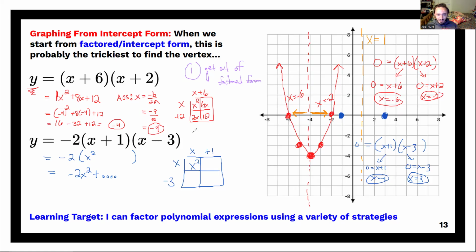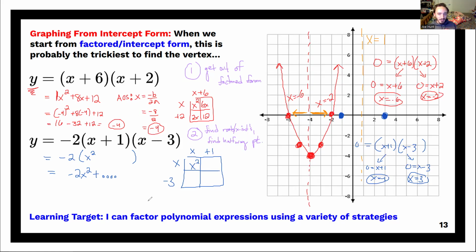So the second way to do this when you're in factored form is to find the roots or the zeros or the solutions or the x-intercepts, and then find the halfway point in order to get halfway to your vertex by using the axis of symmetry. Some people really like this strategy. Some people don't like it at all. It's making use of the fact that quadratic graphs are symmetric by nature, and that's always going to be true no matter what quadratic you're working with.